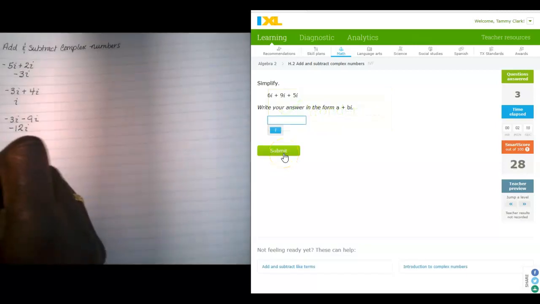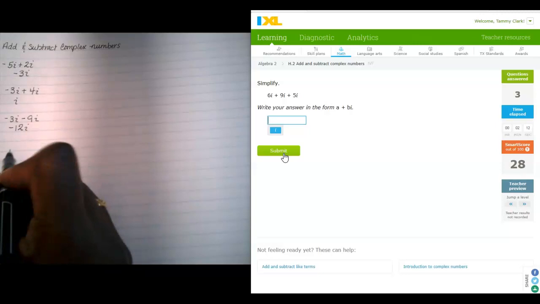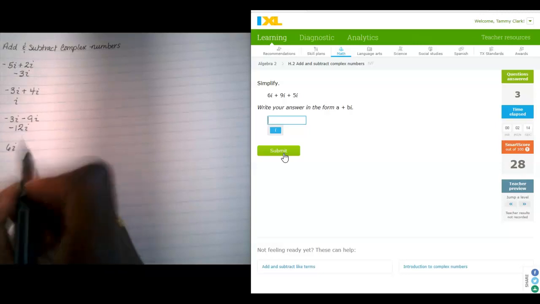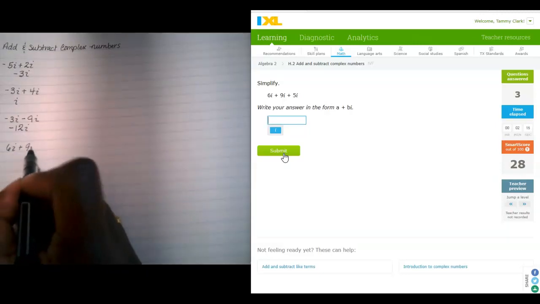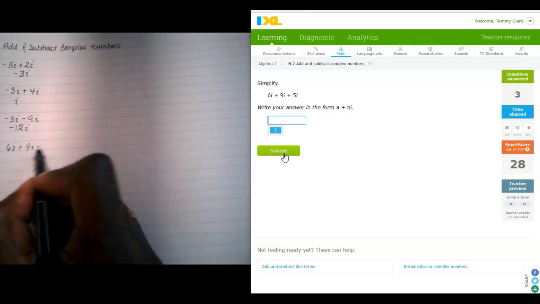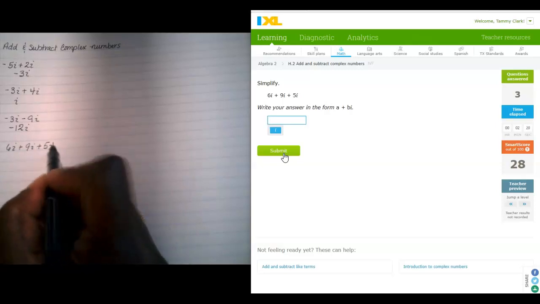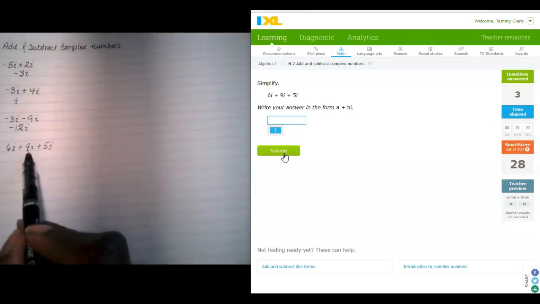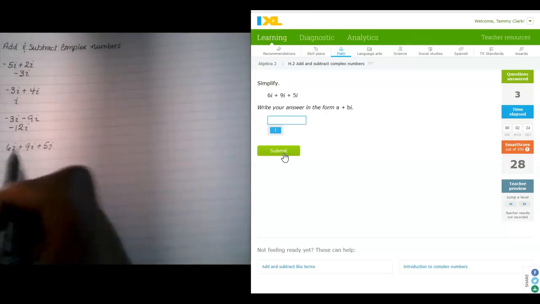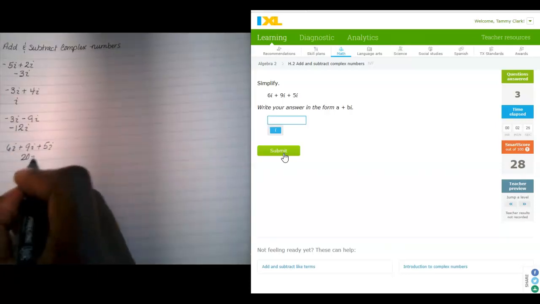Number 4, we've got 6i plus 9i plus 5i. Just add them all together. 6 plus 9 is 15, plus another 5 is 20, so this would be 20i.